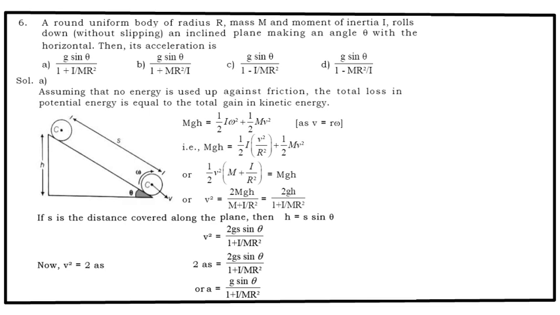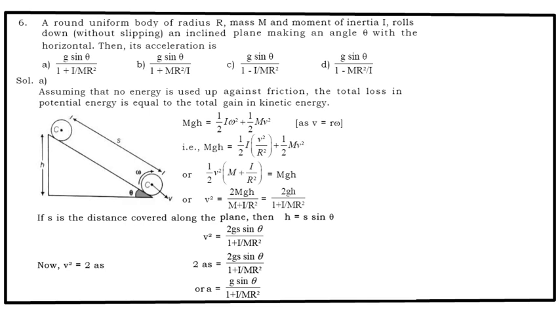Now when the body rolls down, its total energy is mgh. That gets converted into kinetic energy of rotation plus kinetic energy of translational motion. So mgh is equal to half I omega square plus half mv square, where v is equal to r omega. So omega would be v by r.